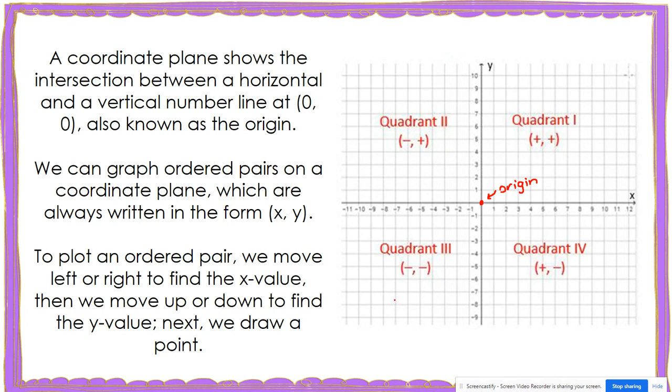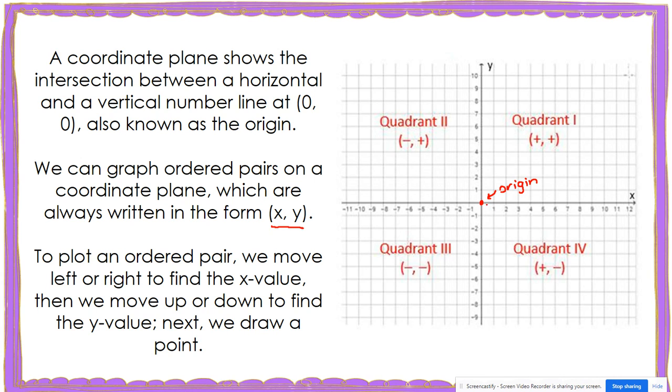We can graph ordered pairs on a coordinate plane, and when we graph ordered pairs, we need to know that they are always written in the form x, y. If I look on my coordinate plane, I can see that it is split into 4 quadrants. This first quadrant is the quadrant that we are used to using.